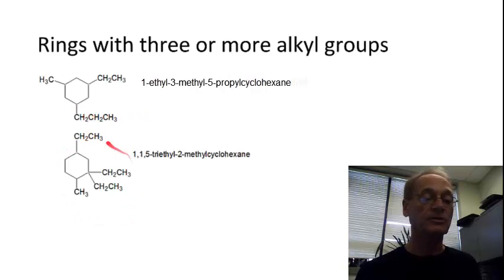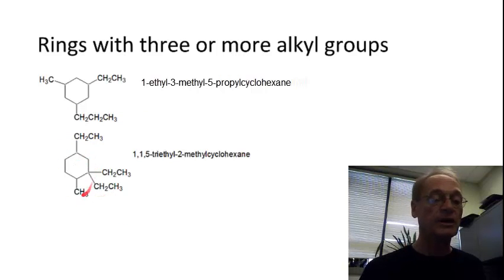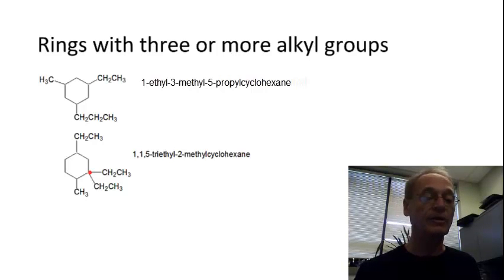And finally, let's look at this example. How are we going to decide which one is number 1 here? It's pretty clear that's number 1 because it has 2 groups on it. In other words, if that's number 1, then the first branch point is also at carbon number 1, and that's quicker than any of the other possibilities. And we number around this way to get to the second branch point as soon as possible, so that's number 2, and then 3, 4, 5. So 1,1,5-triethyl, 2-methyl cyclohexane.